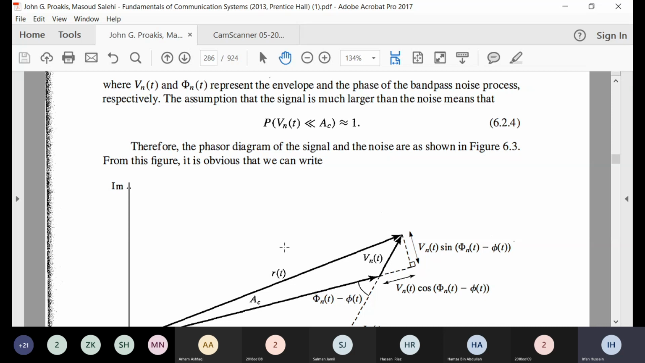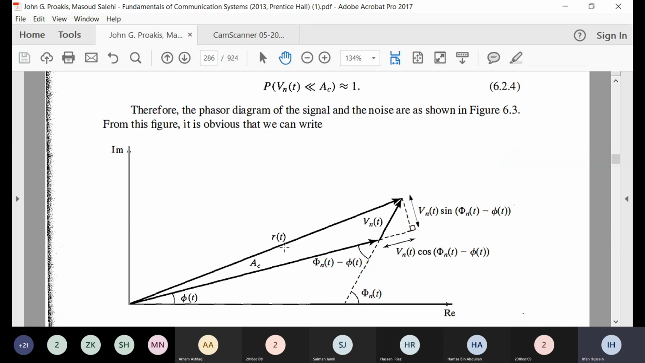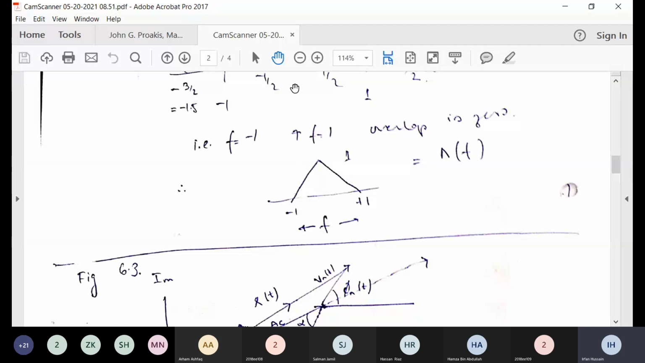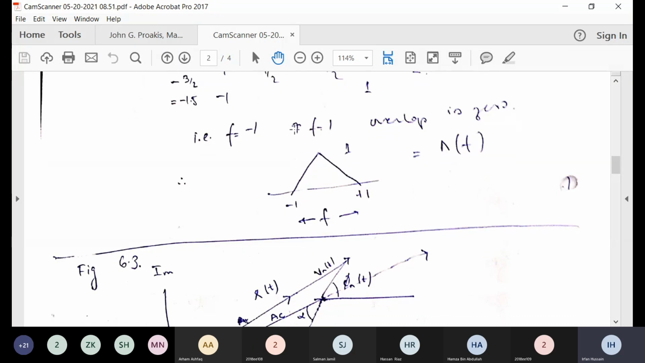So he says with this assumption, this will be the phasor diagram of the signal and the noise. Actually, many of the steps are missing in representing this diagram. He has taken a direct approach. So that is why I will try to explain this with my own figures.